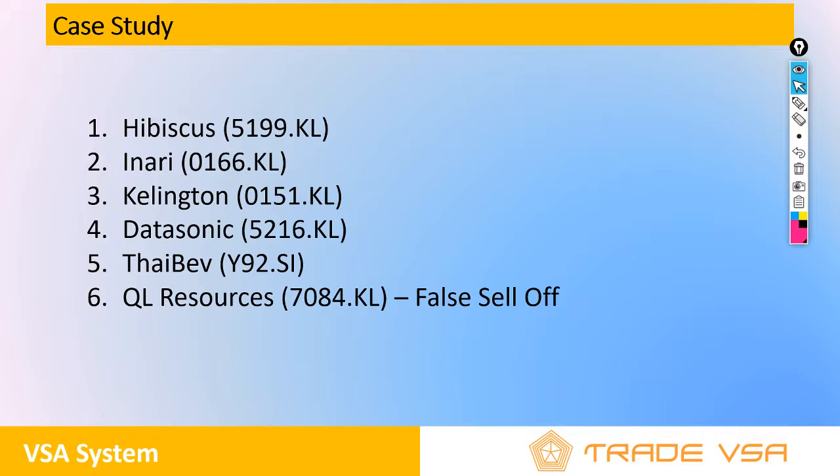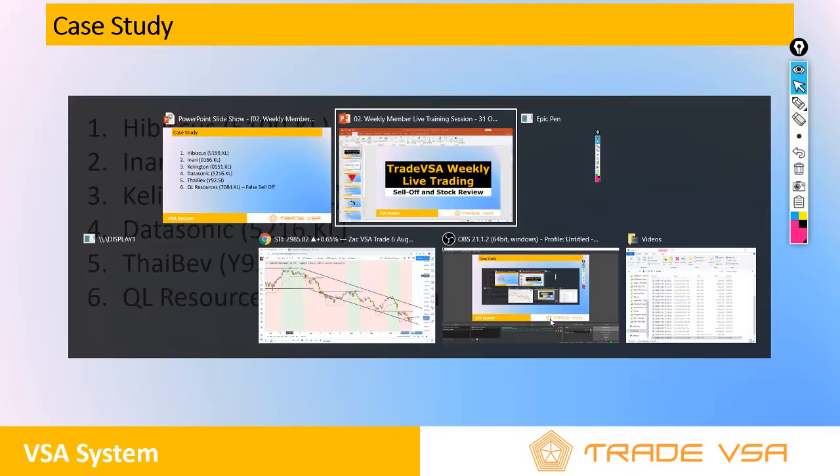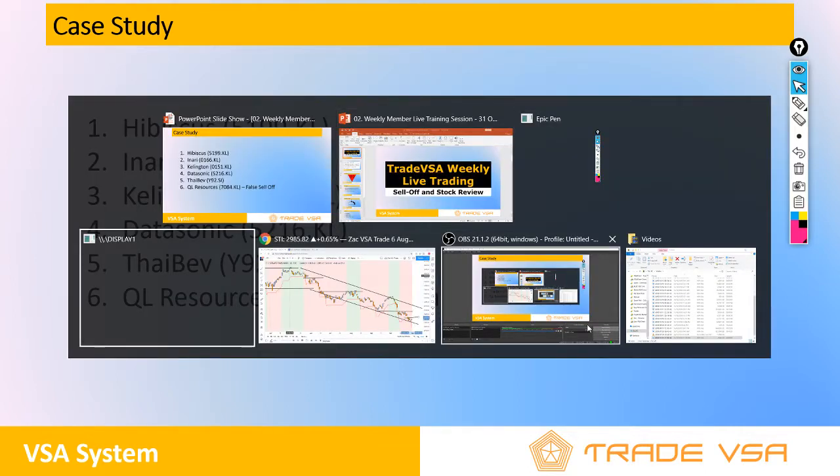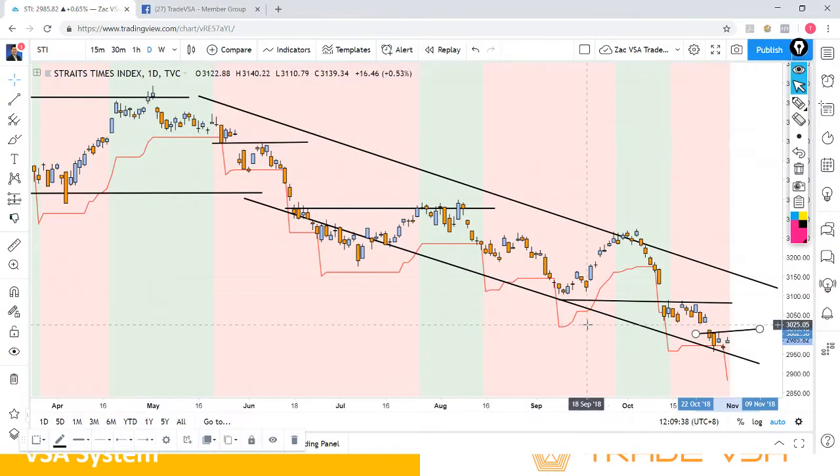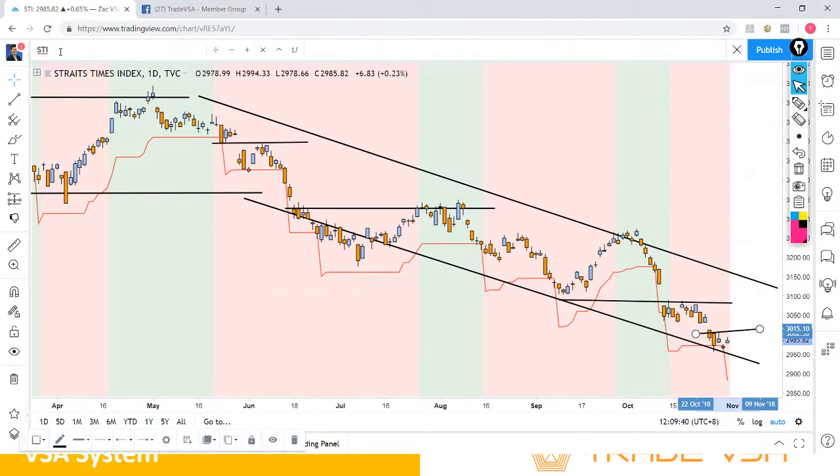But if you see some of these patterns on your charts currently, for the stocks you hold, I do advise you to exit. So for these 6 stocks, I have 4 sell offs, after that the market reverses and goes to stage 2, and I'll show how you detect some of these patterns and signals. First one that I have is Hibiscus.